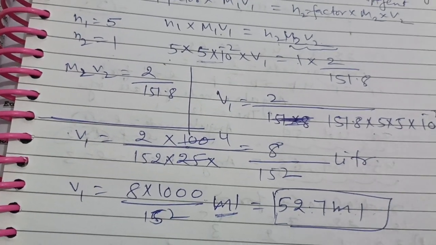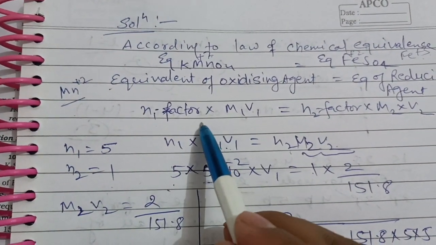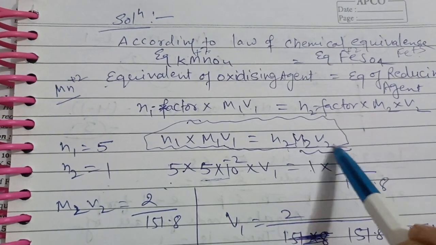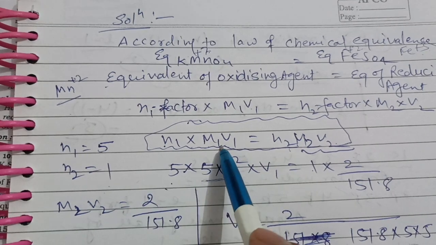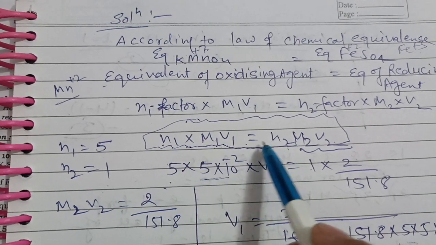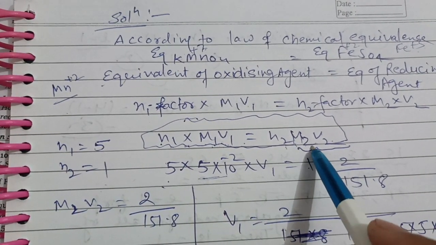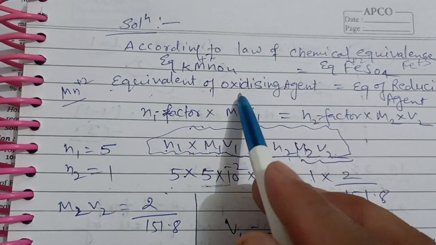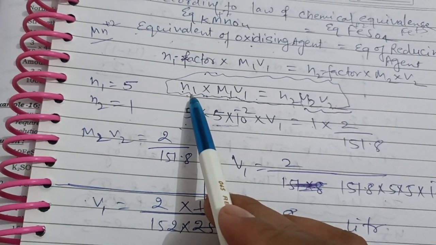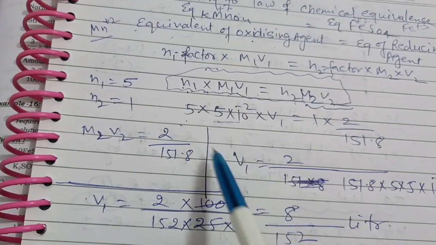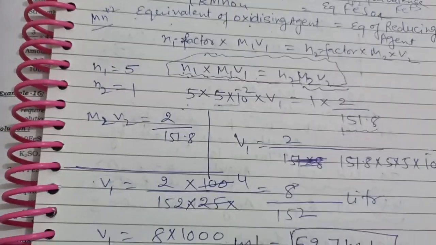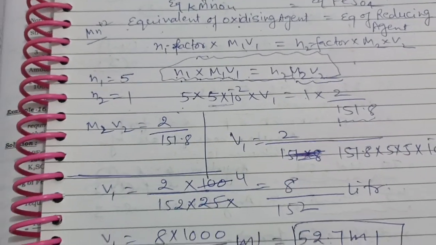So I hope it is clear to you. Very easy question. We have only this idea: n1 m1 v1 equals n2 m2 v2. This is the law of chemical equivalence, and by this we can solve the question very easily. If we have the knowledge of n factor and the molar mass, then we can easily solve the question. Thank you.